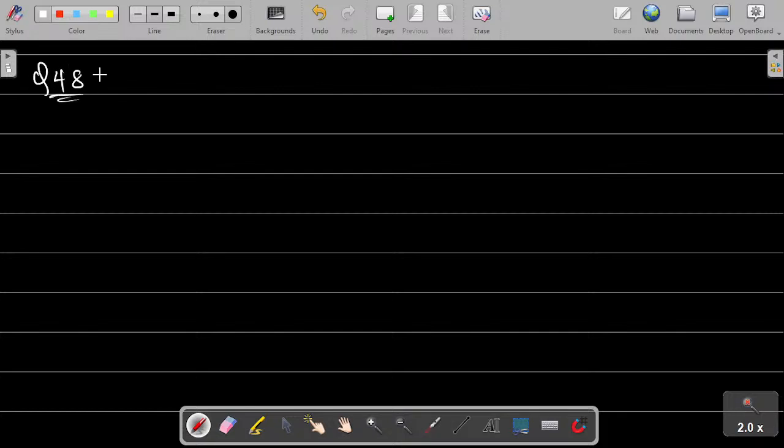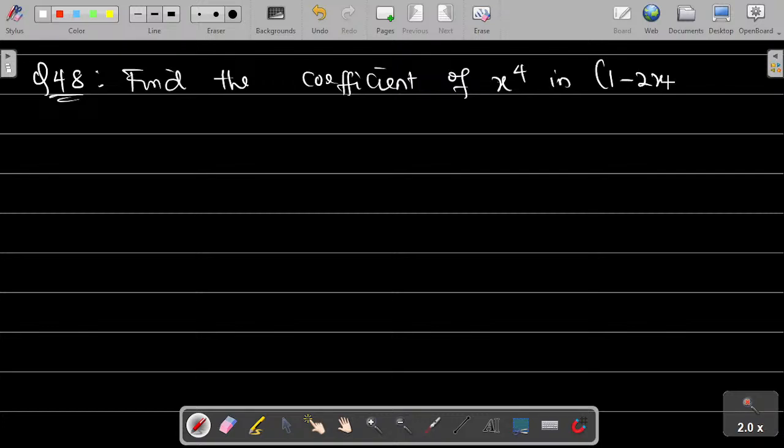Okay, so we move to the next thing we have, which is number 48. Number 48 says find the coefficient, still on binomial expansion. Find the coefficient of x raised to the power of 4 in the binomial expansion of (1 minus 2x) raised to the power of 6. The coefficient of x raised to the power of 4.